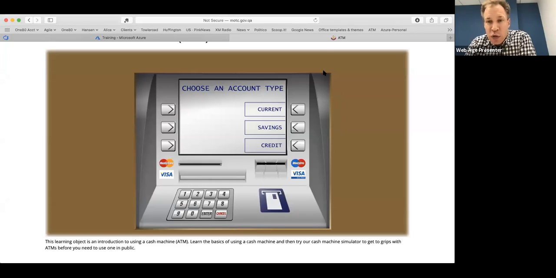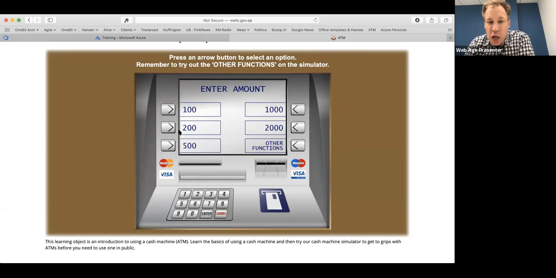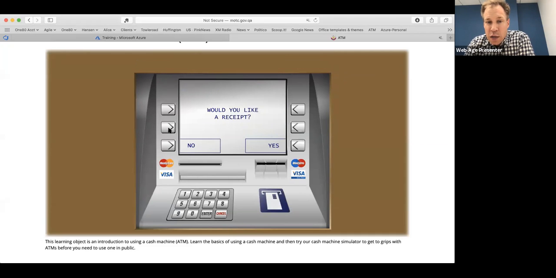If you went back to the ATM simulator and actually went through what she says to do, you should be able to follow it step by step. Given I'm on the choose an account type screen, which she says, and I have the 200 in my account, when I select account type of savings, so that's what I'm going to do, and I input $200, you can do it either way, right? 200.